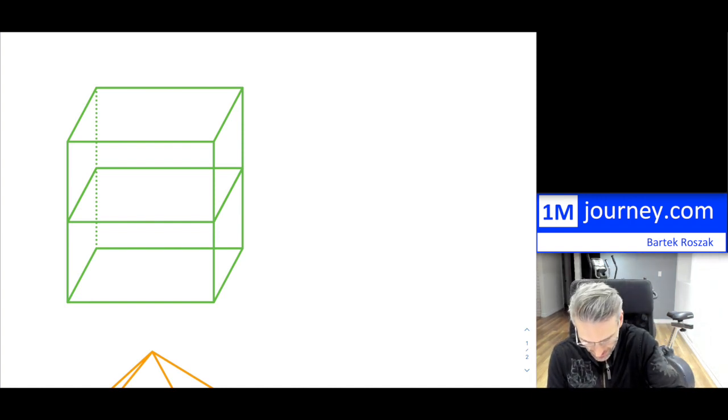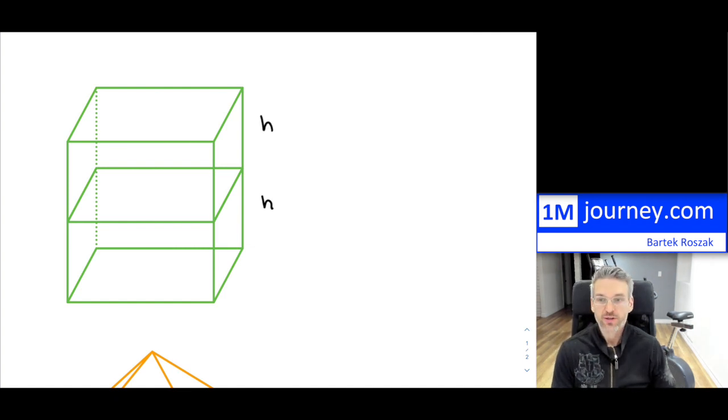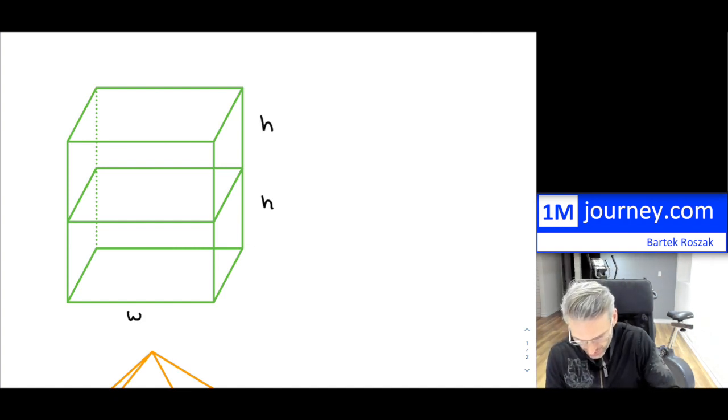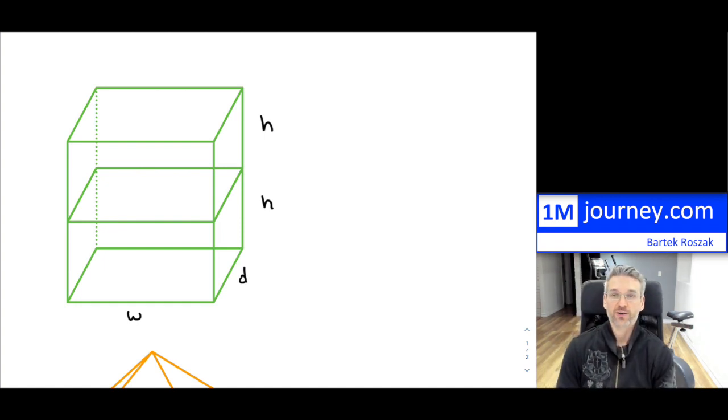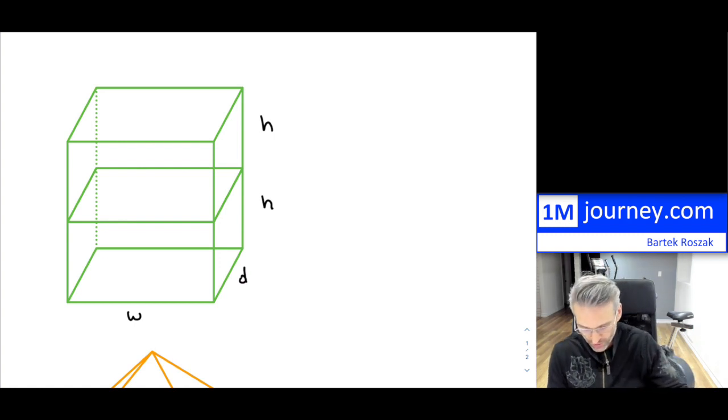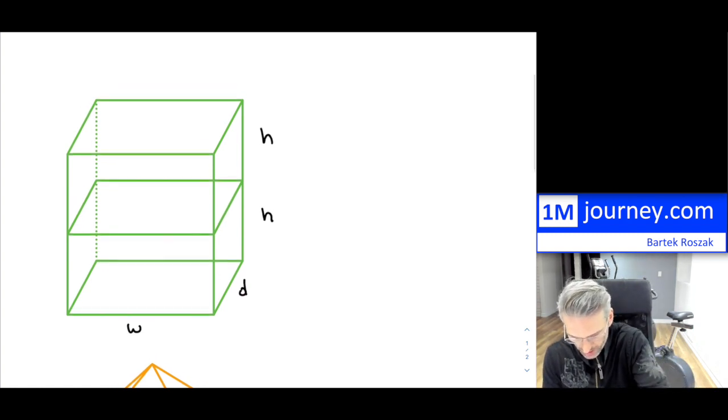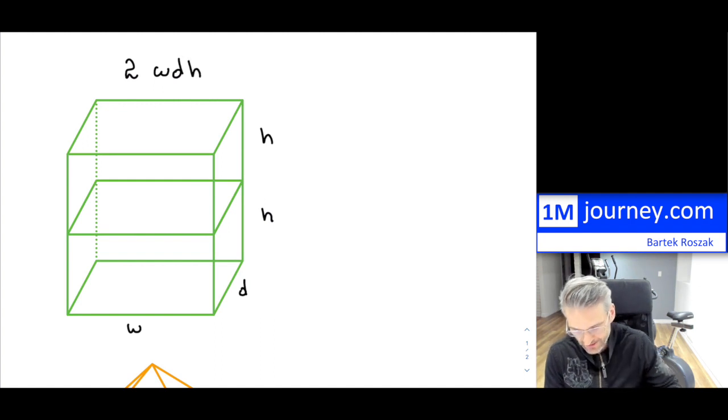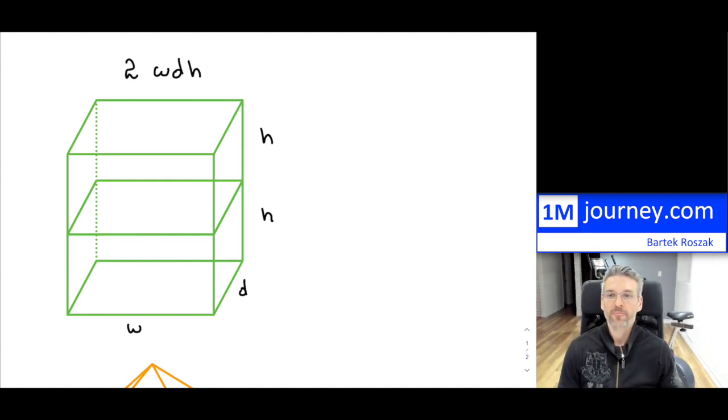This is going to be height h, and this is going to be height h. The actual width does not change, and the depth does not change either. But I have twice the volume. So it should not shock you in any way that this is really twice the original volume, which is width times depth times height, because I have two of them.